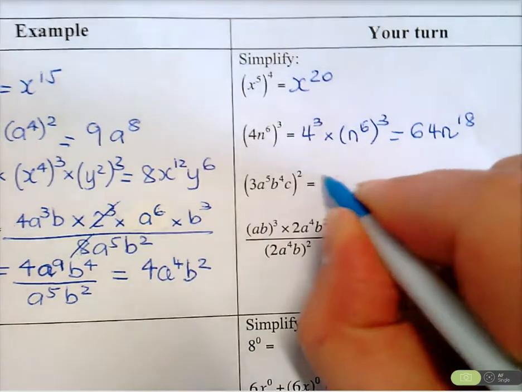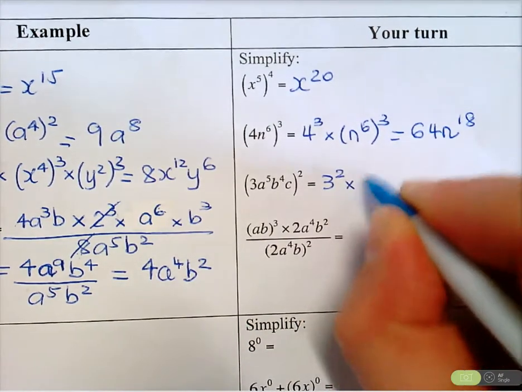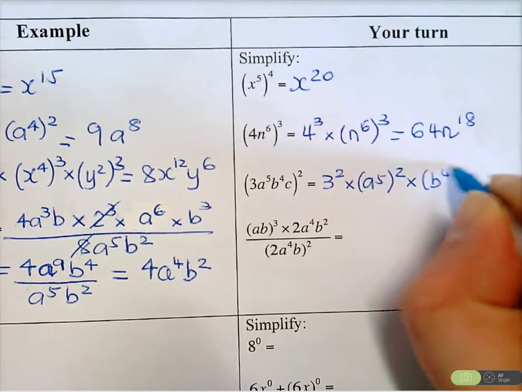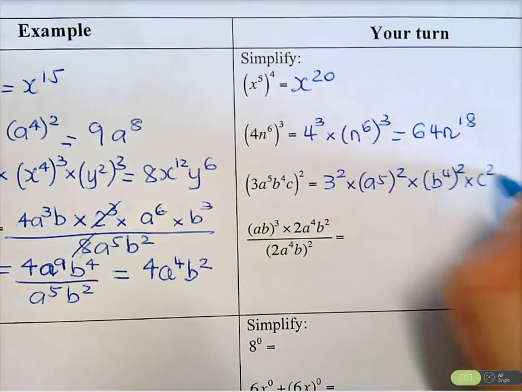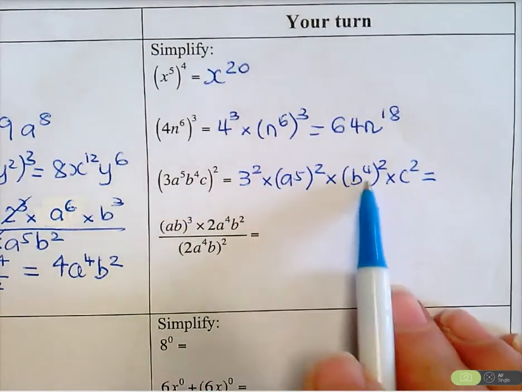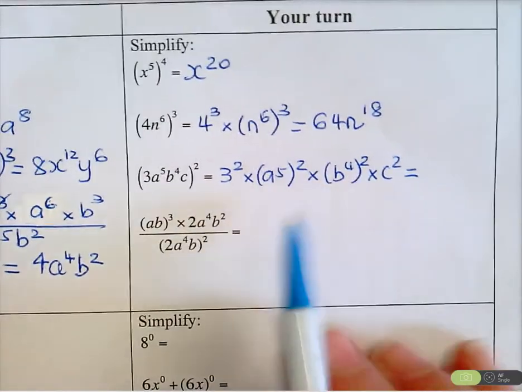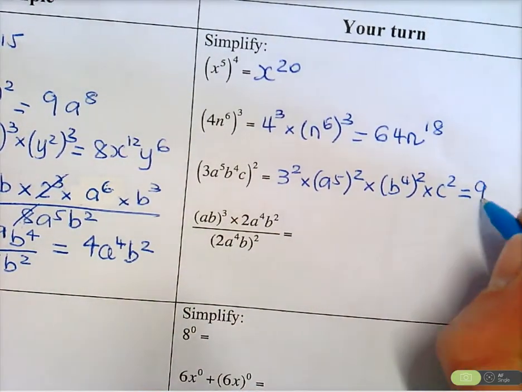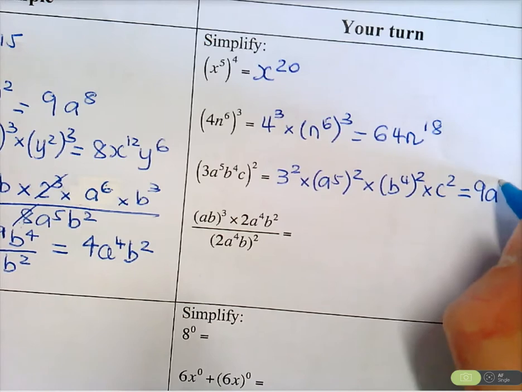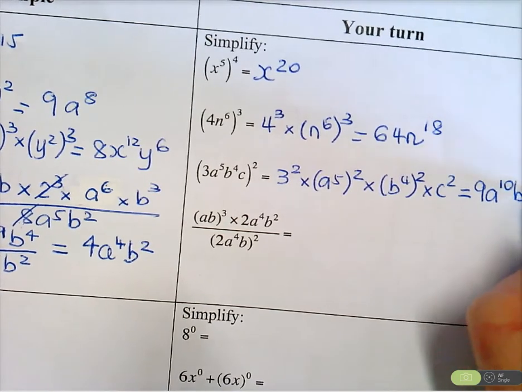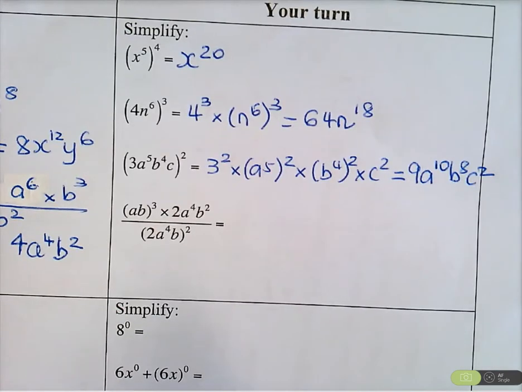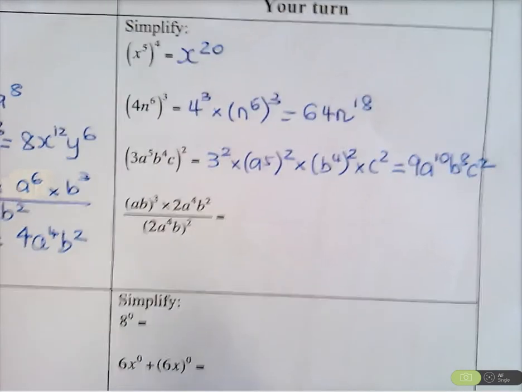Now the next one, it's 3 squared times a5 squared times b4 squared times c squared. Girls, as you get more confident with them, you won't need to do that step. You may be able to just write the answer straight away. What's 3 squared? 9. Then a, 10, b, 8, c squared. So 9, a to the power of 10, b to the power of 8, c squared.